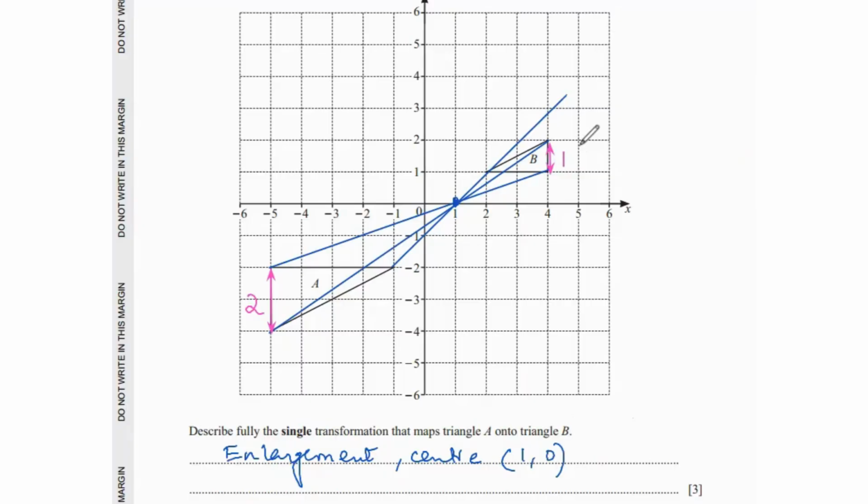But since the direction of the shapes are opposite, they're in opposite quadrants, that means your scale factor is negative. If the shapes were in the same quadrant and their direction was also similar, then it would be a positive scale factor. So over here, scale factor is negative 1 over 2. That's how you describe this transformation.